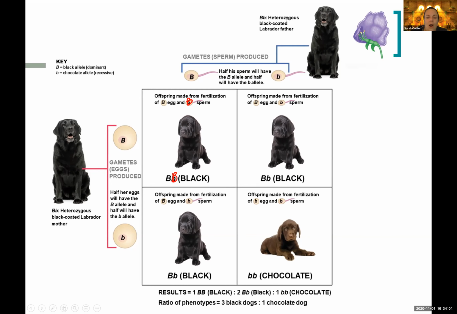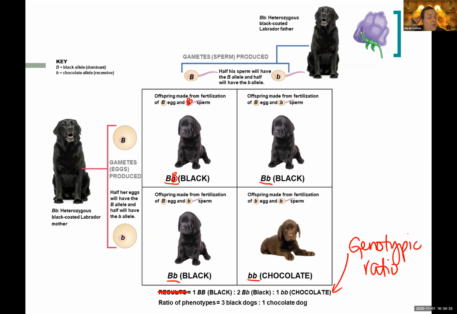Okay, so what is our genotypic ratio? Well, there's three different genotypes, right? This is one genotype, this is another genotype, and that's the third genotype. So I don't like where they call this the results. Let's call this the genotypic ratio. Genotypic ratio is a 1 to 2 to 1.